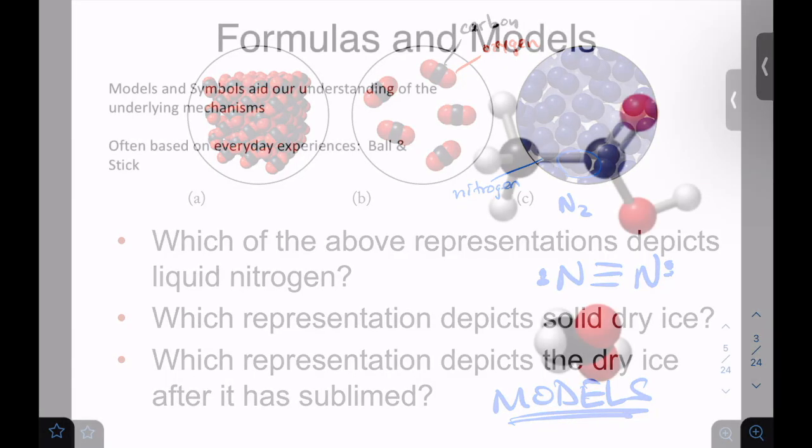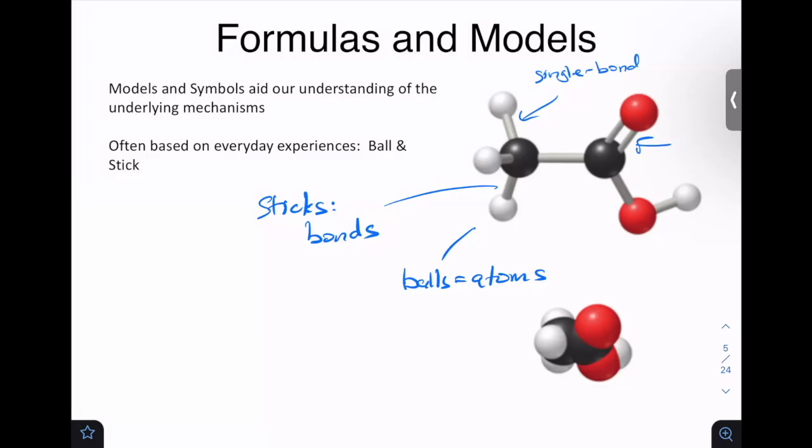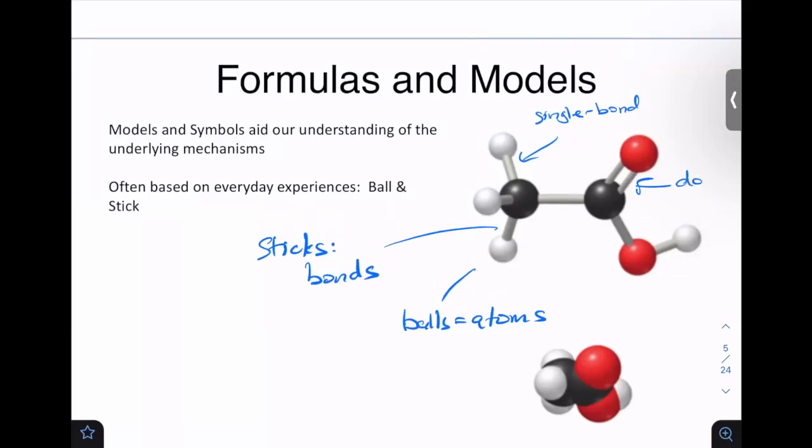Here's some more, all right? In this case, the balls are atoms and the sticks are bonds. And we've got a single bond here. We have one stick, so that's a single bond. Here's another double bond, all right? We'll be learning about all this stuff this semester. These are covalent bonds. You have to know, right?